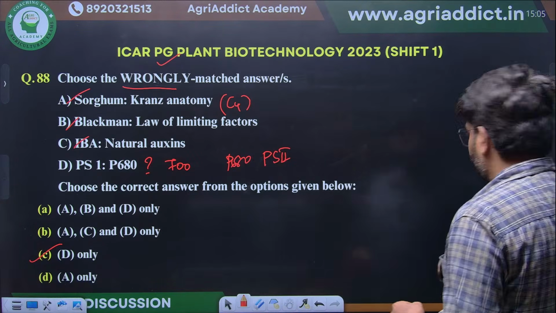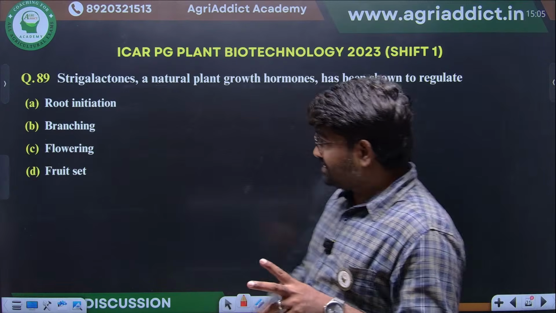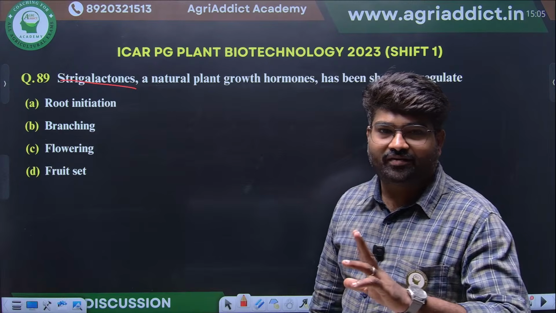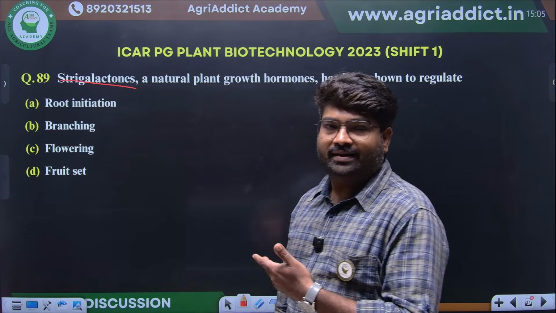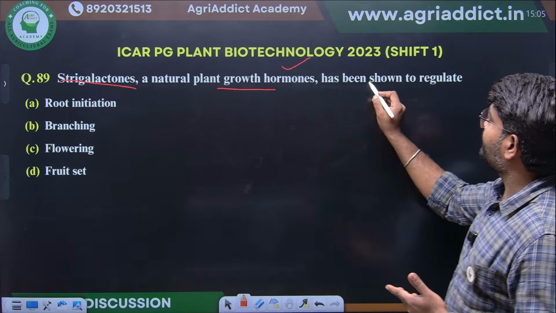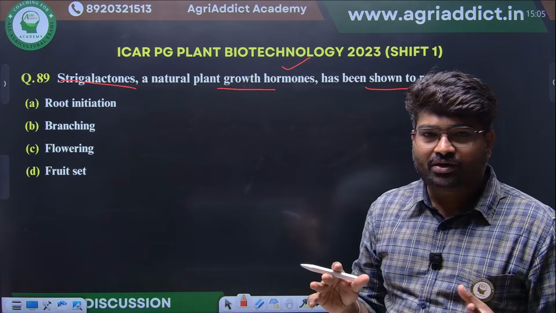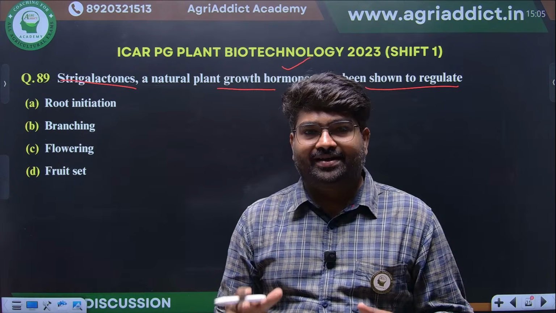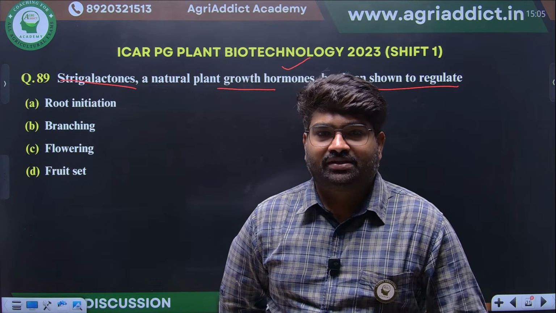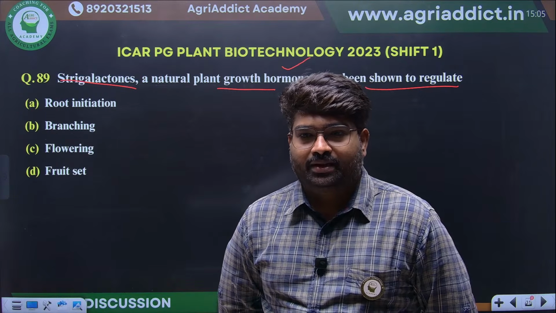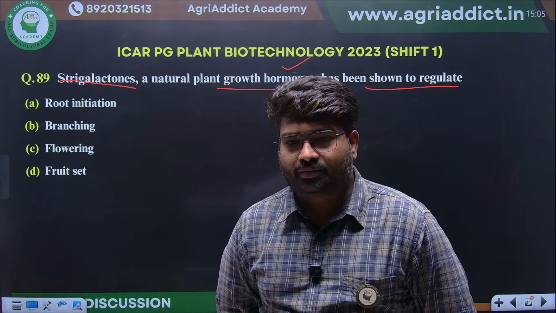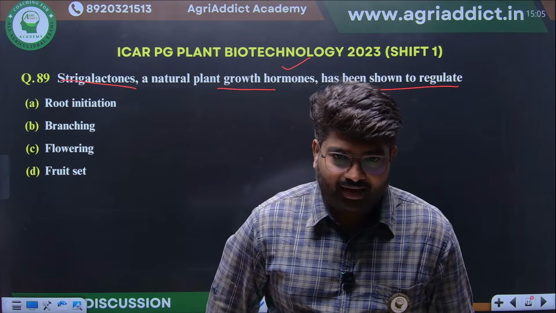Excellent. Next, strigolactones. During our phytohormone class itself, I told you that from strigolactones, surely they will ask one question. See, we are getting the question. Strigolactone, a natural plant growth hormone, has been shown to regulate a major role. What will it do? Whether it will regulate root inhibition, or branching, or flowering, or fruit set. In class itself I have told this. Three major functions are done by strigolactone. Think properly based on the options. Think properly, take your time.